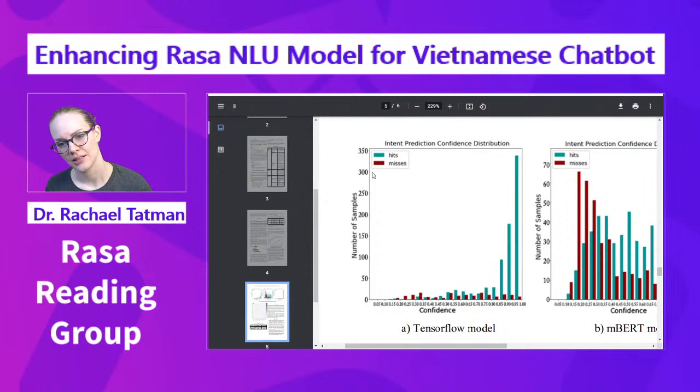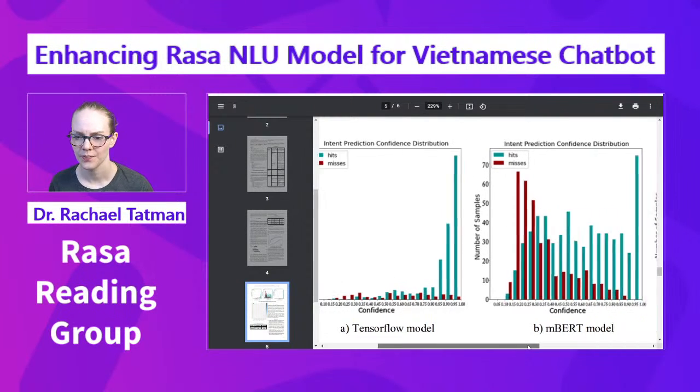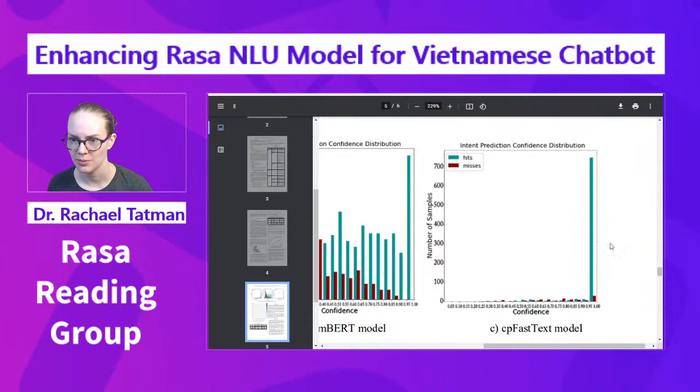And the confidence for the misses for the TensorFlow model is pretty straightforward. And the confidence for the hits for the TensorFlow model is much higher. And then for the CP fast text model, it is stark. It is super, super clear. So when it is right, it has high confidence. And then the confidence is sort of uniformly distributed from, I would say, 0.3 to 1 for places where it misses.